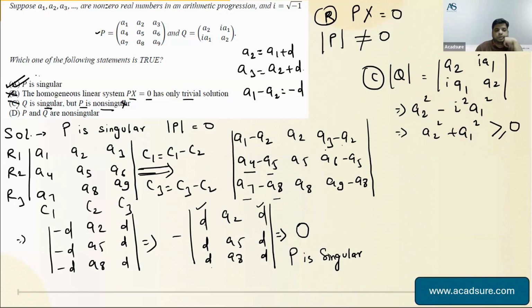Option C is wrong. And option D says P and Q both are non-singular, which we know is incorrect. P is singular and Q is non-singular. So the answer is that P is singular is the only correct option. Okay. Thank you very much.